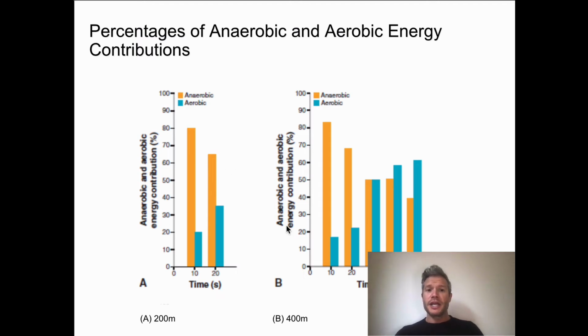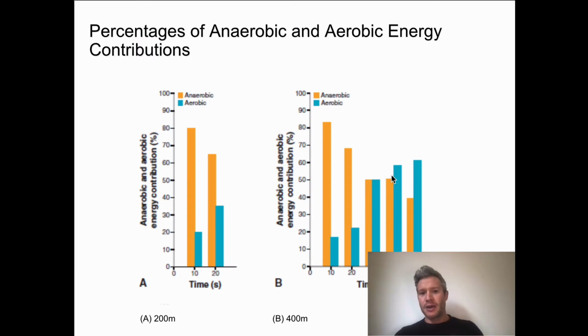We look here at a longer distance, so 400 meters, twice as long. And we notice a very similar thing. So again, high amounts of anaerobic metabolism contributing to our overall energy systems. But as soon as we get to about 30 seconds, you notice a crossover effect. So about 50-50 contribution. Already at 30 seconds, you're doing essentially half aerobic activity, half anaerobic.